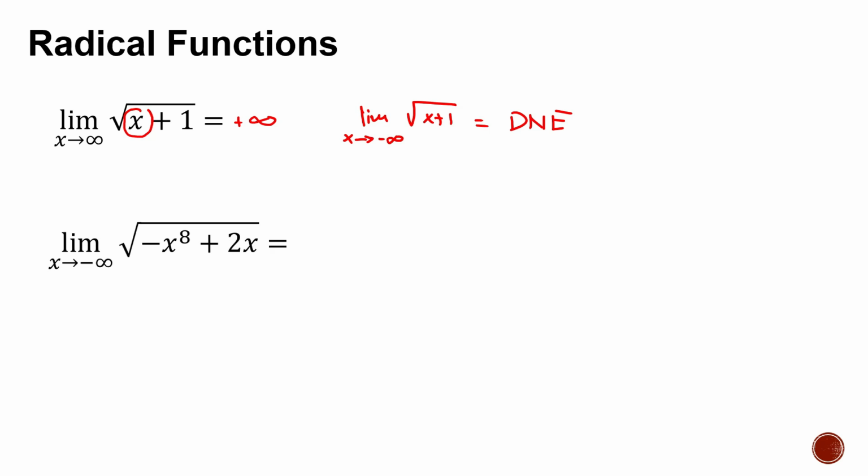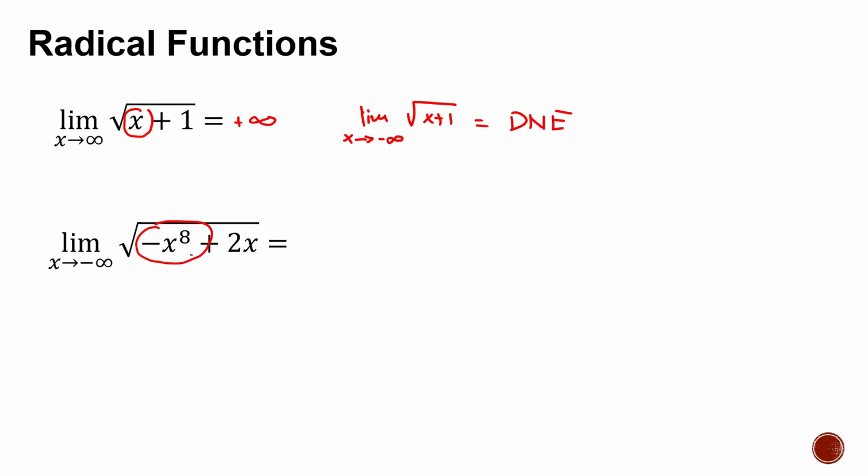Let's try this one. What about the limit of the square root of negative x raised to 8 plus 2x as x approaches negative infinity? Again, you can consider both, but let's just try the negative x raised to 8. So let's plug in, let's just say, negative 1. Negative 1 raised to 8 will be positive 1, right? And the 2x will be negative 2. If you add those two, that will be negative 3.